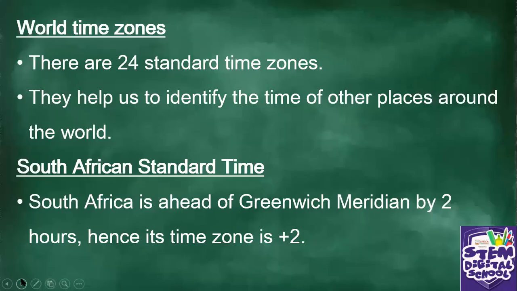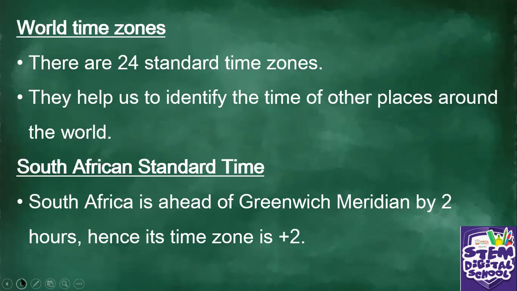Okay, let's start with world time zones. What are world time zones? So they are 24 standard time zones. You are going to understand on the map that I'm going to show you later. They are 24 standard time zones, which is equal to 24 hours in a day. 24 time zones, 24 hours in a day. They help us to identify the time of other places around the world. So these world time zones, they are very important.